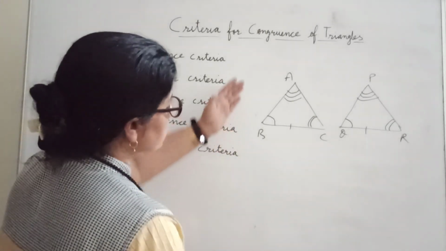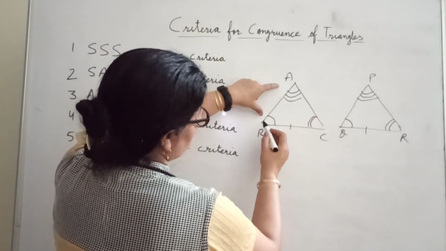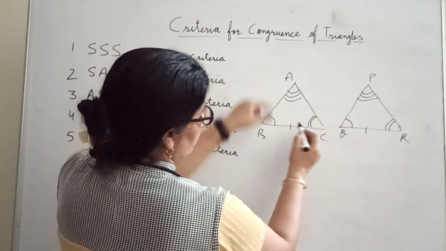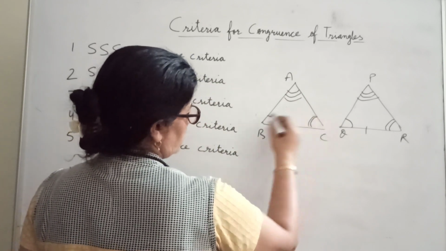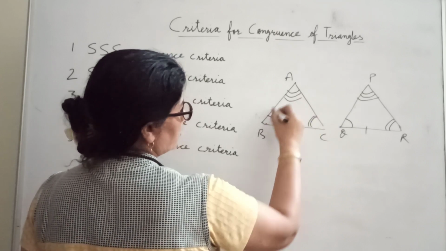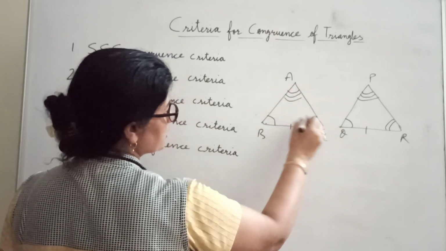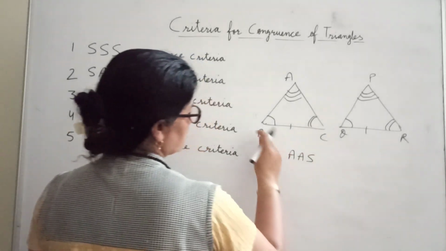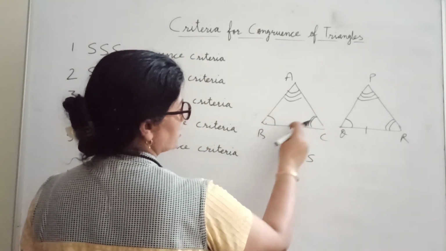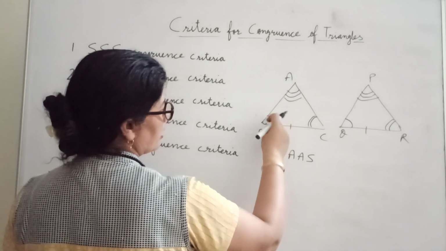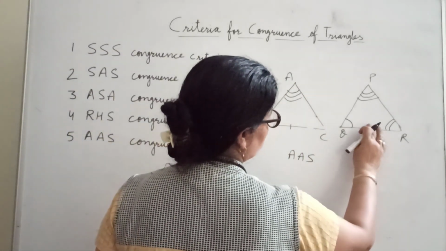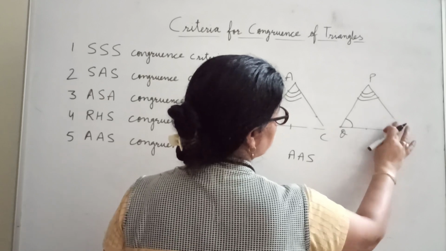Then what can this condition become? See, angle, angle, angle, side. Or you can start from here: angle, angle, side. Then it will become AAS. From here if you say ASA, here it is AAS. So AAS also is the corollary of this ASA.